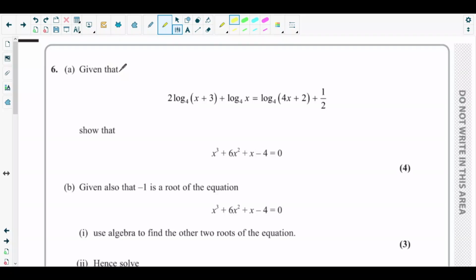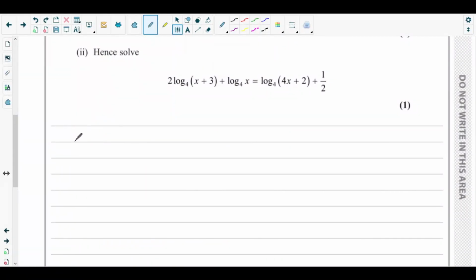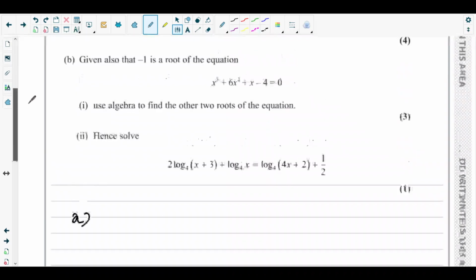In question 6a, given that 2 log base 4 of (x plus 3) plus log base 4 of x equals log base 4 of (4x plus 2) plus half. This is a logarithmic equation. Show that x cubed plus 6x squared plus x minus 4 equals 0. That means basically we need to simplify this logarithmic equation. So let's simplify using the laws of logarithms.